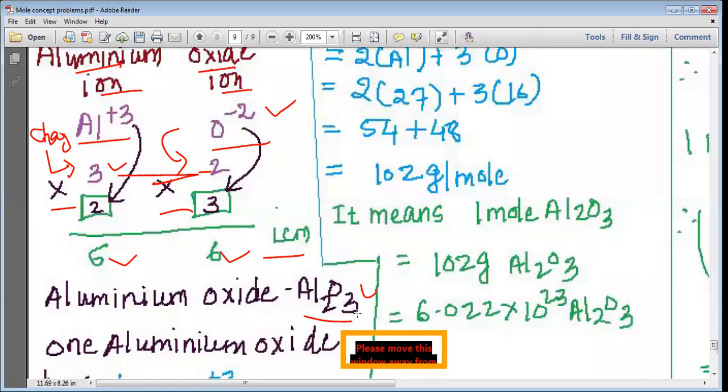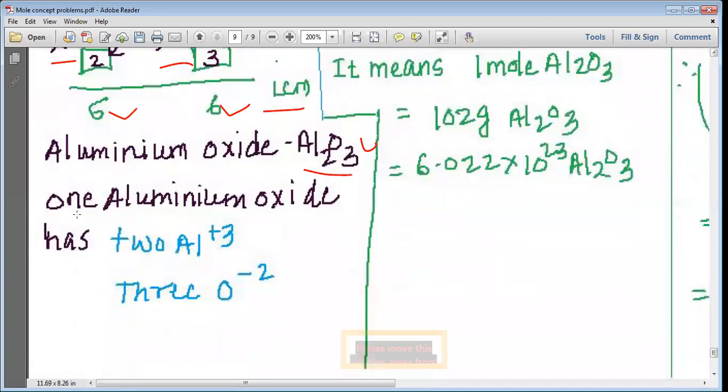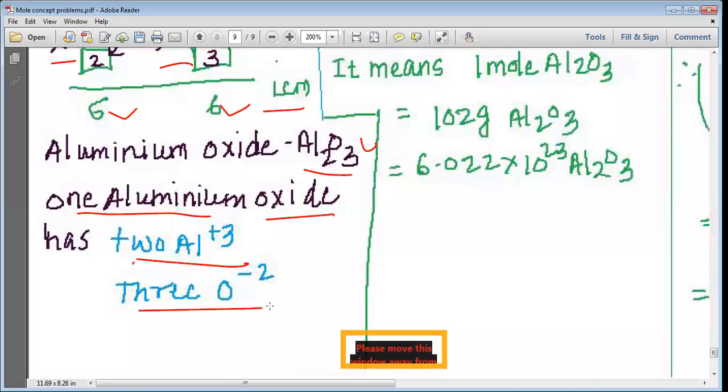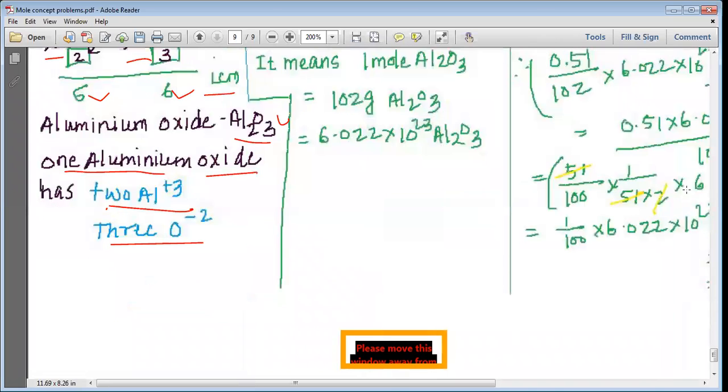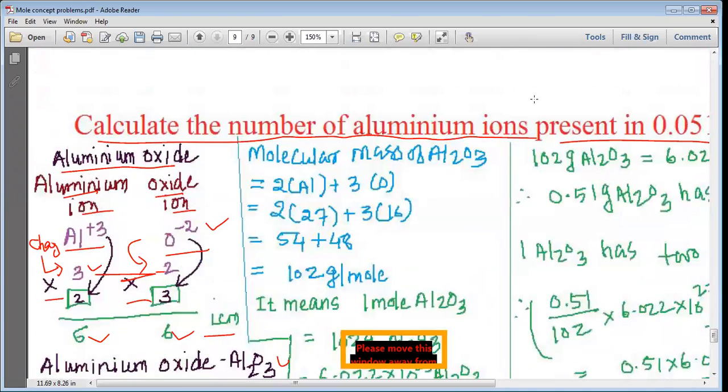It is necessary for you to understand this before you solve this question, and that is why I have made this effort to let you know that one aluminum oxide has 2 Al plus 3 ions and 3 O minus 2 ions. That is what I have even written here. Now, by knowing this, let us solve the question.